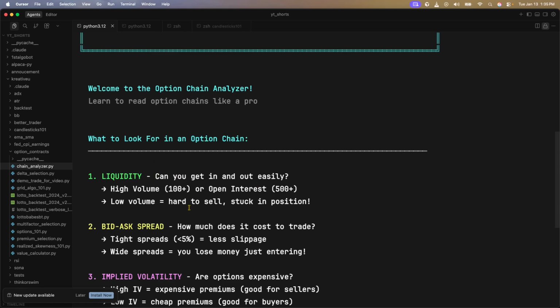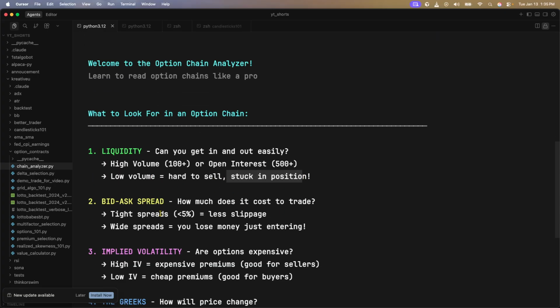So if you have high volume of 100 plus and then open interest of 500 plus, that lets me know that we have super easy liquidity. And then low volume is going to be hard to sell, and we're going to be stuck in the position. And the bid-ask spread is how much does it cost to trade. Tight spreads are less than 5%, less slippage.